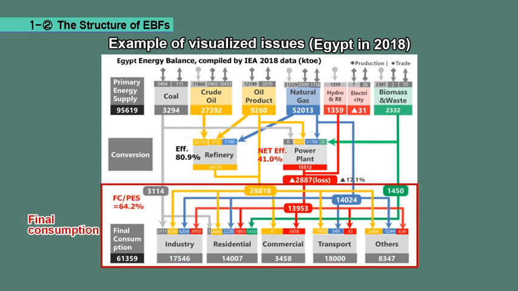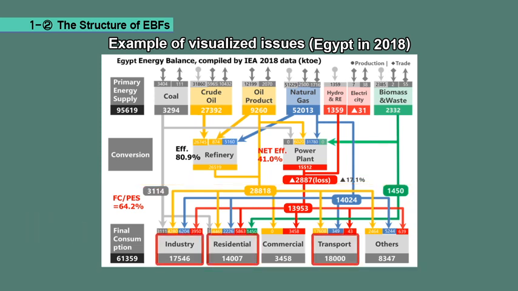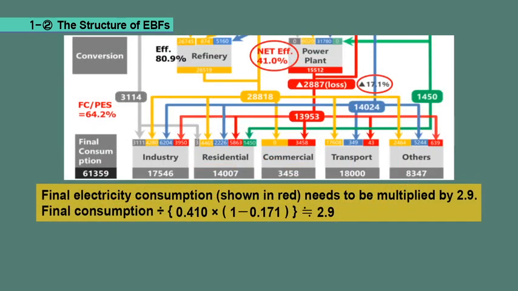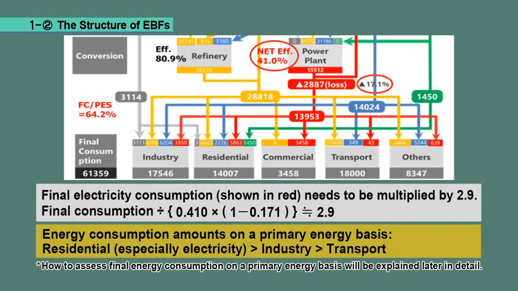Next, the bottom part shows final energy consumption. Total consumption is huge in the industry, residential, and transport sectors. Egypt largely depends on thermal power generation. Therefore, we must give consideration to generation and transmission losses and multiply consumption by about 2.9 to grasp the real amount of the primary energy used. Reflecting this, primary energy in Egypt is consumed in the order of high to low by residential, industry, and transport sectors.